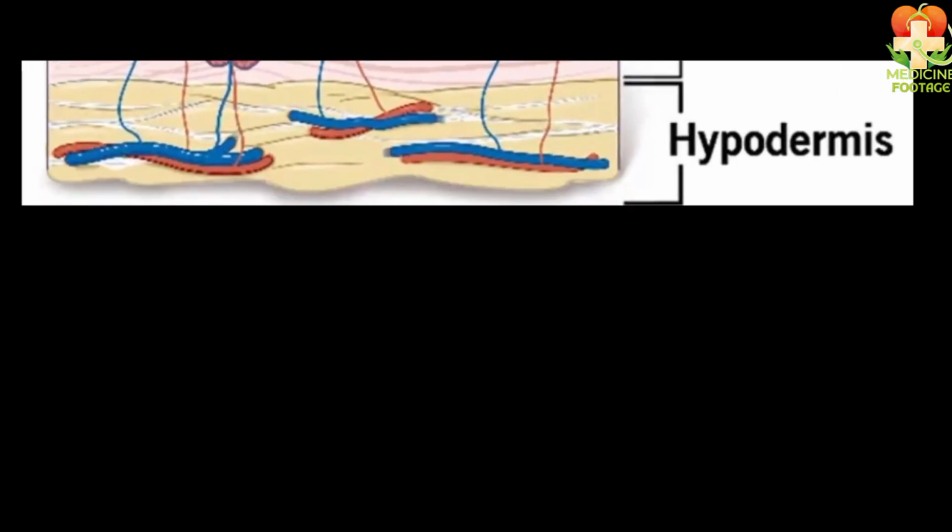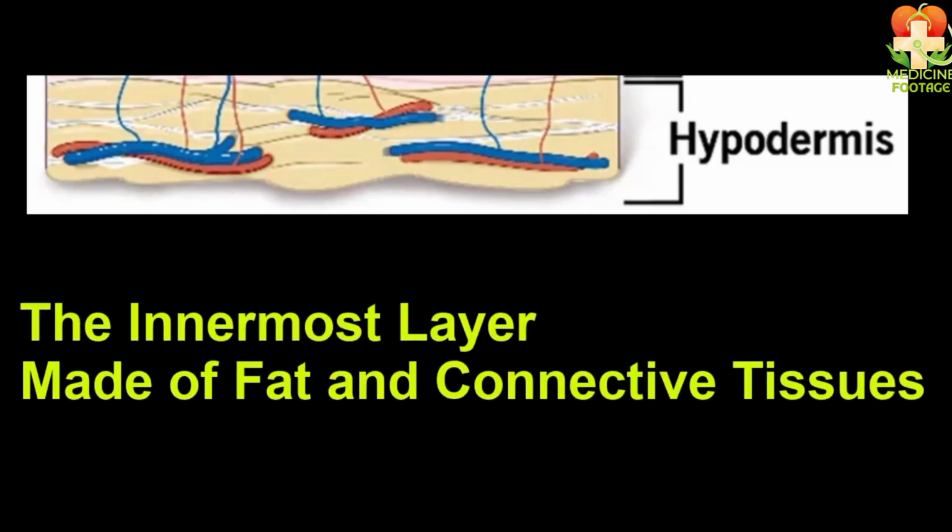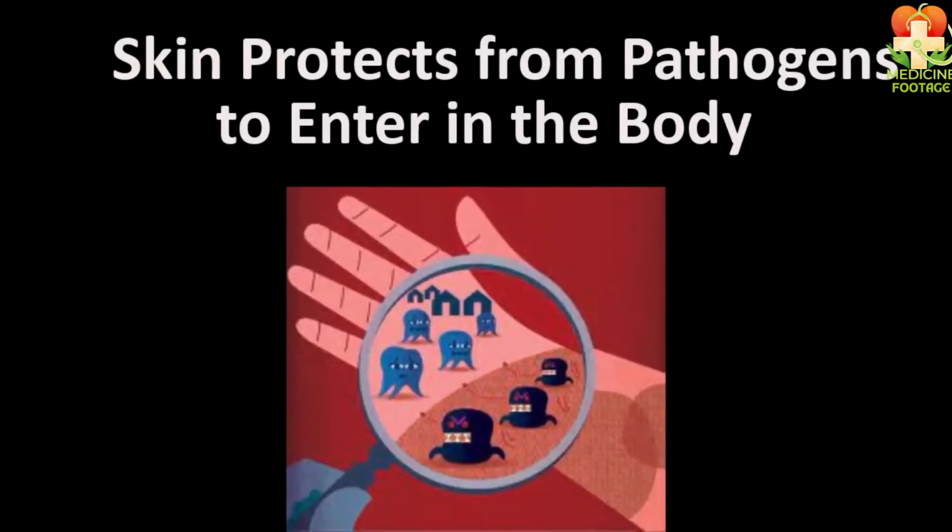The third layer is the hypodermis. The hypodermis is the innermost layer of the skin, and it contains fat and connective tissues. Now, let's move on to the functions of the skin. Number 1, protection. The skin protects our body. No pathogen, virus, or bacteria can penetrate healthy skin. The skin acts as a protective shield.